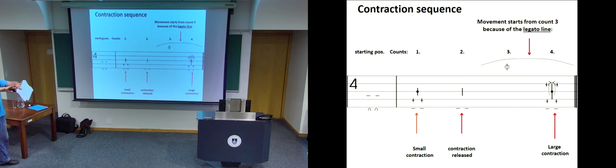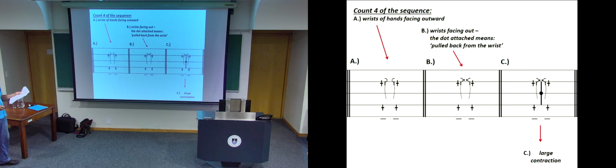And you will see that those little curves are, again, facing outwards. But I'll talk again about the two little dots there. The next slide shows an explanation of what happens on count four of the sequence. In A, the front hand sides each have that curve attached to them, of which the open sides face outward. That means the wrists are facing outward. Don't think of the hands, don't think of the cup of the palm of the hand. It's actually the wrist facing outwards from the wrist.